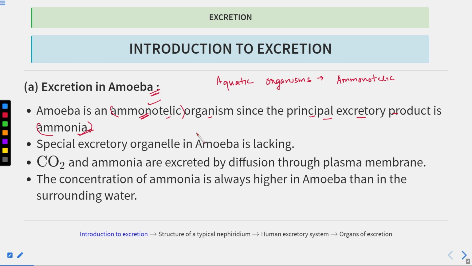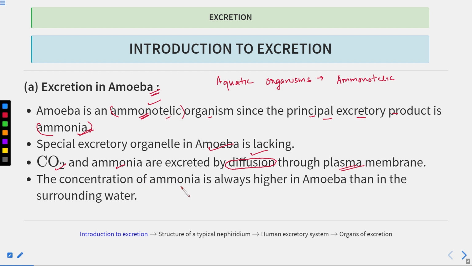Now, special excretory organs are lacking in amoeba. So amoeba doesn't have any specialized excretory organelles, and the excretion is done with the help of the contractile vacuole. The carbon dioxide as well as the ammonia are excreted by the process known as diffusion. What is diffusion? Movement of the particles from the higher concentration to lower concentration. And this diffusion takes place across the plasma membrane.